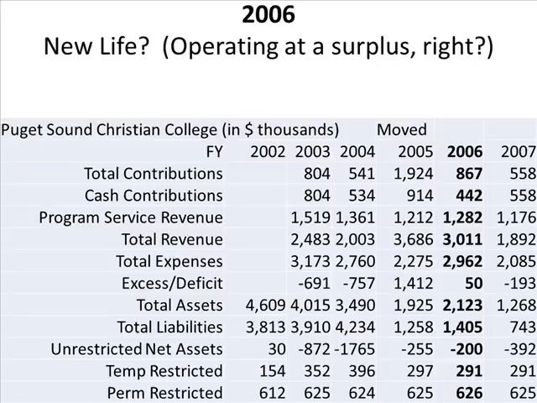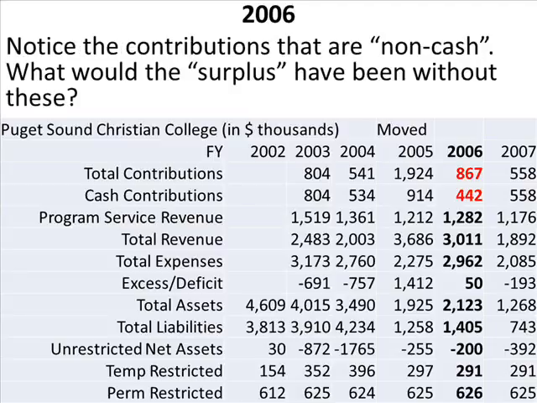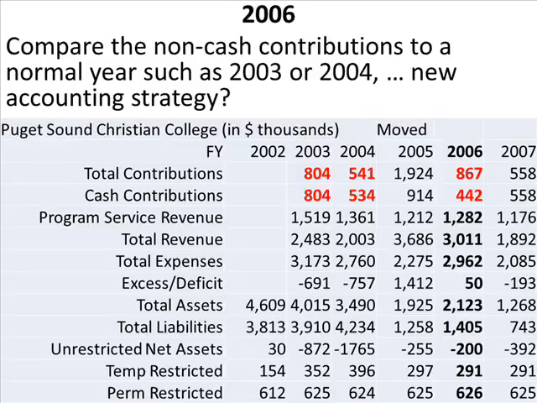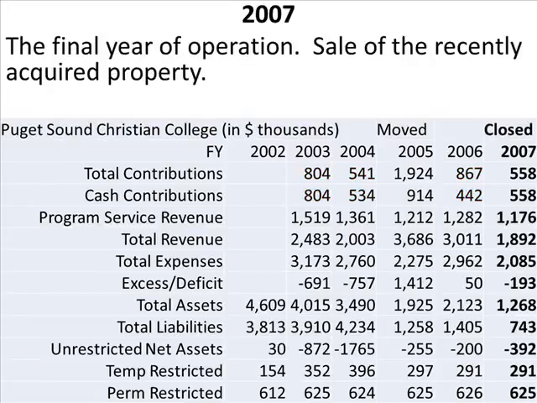So 2006, we're in a new location and looks like we're operating in a surplus, everything's going well, or is it actually going well? Notice the contributions that are non-cash. What would the surplus have been without these non-cash contributions? Well, you'd be seriously in the deficit and not have a surplus. Also, compare the non-cash contributions to a normal year, such as 2003 or 2004. This suggests that what we may be seeing is simply a new accounting strategy rather than reflecting the underlying reality of the organization. And then here's the final year of operation, including the sale of recently acquired property at the new location.